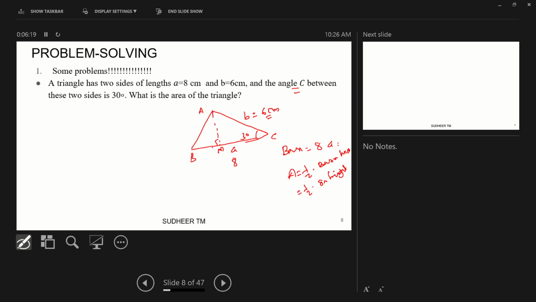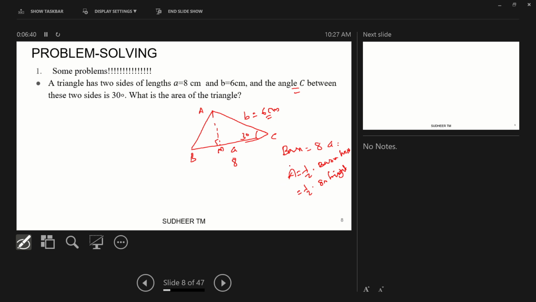So we have to think, which function involves the opposite side and the hypotenuse? It is the sine function, right? What is the formula for the sine function?